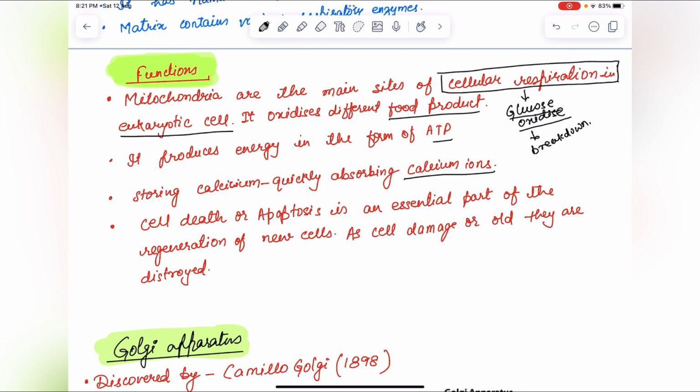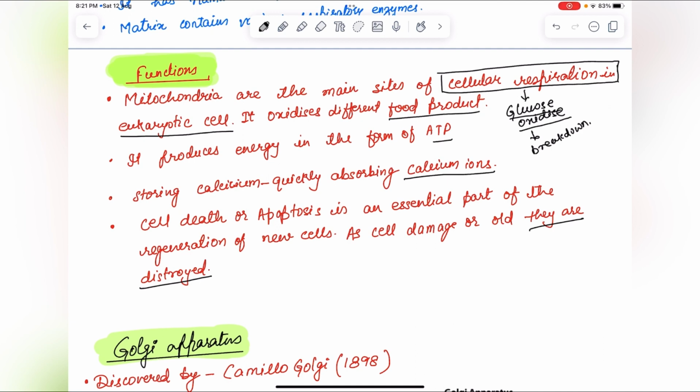Next is, what is the function of mitochondria? Cell death. Cell death is an essential part of regeneration of new cells. As cells get damaged or become old, they are destroyed by the mitochondria. So these are the functions of mitochondria.